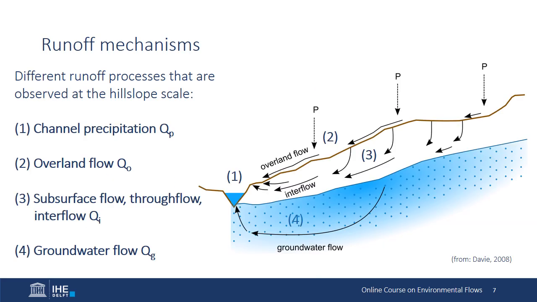What are now the runoff mechanisms behind that production of runoff? Different processes that are involved in the hill slope scale can be channel precipitation. Precipitation is directly falling on wet surfaces in the catchment. That's normally a relatively small amount. Then we have overland flow processes. We have subsurface, through flow or interflow processes, water traveling in the unsaturated zone. And we have groundwater flow in the saturated part of the hill slope.